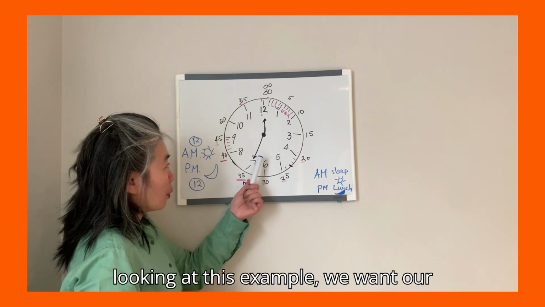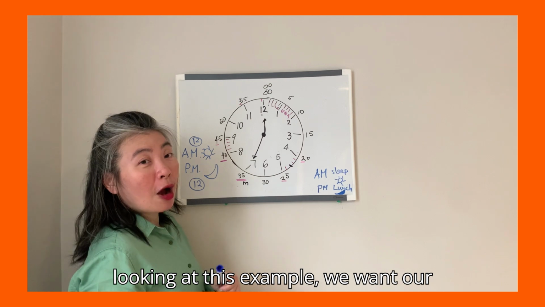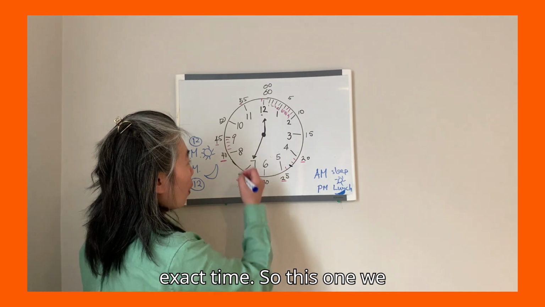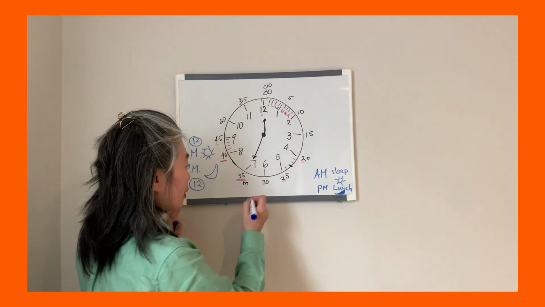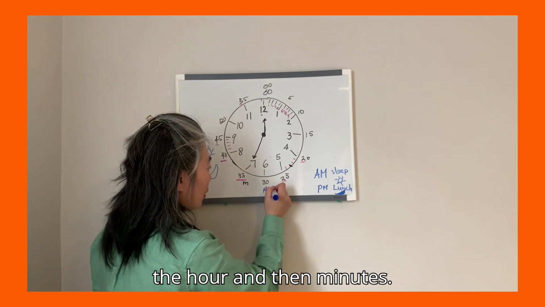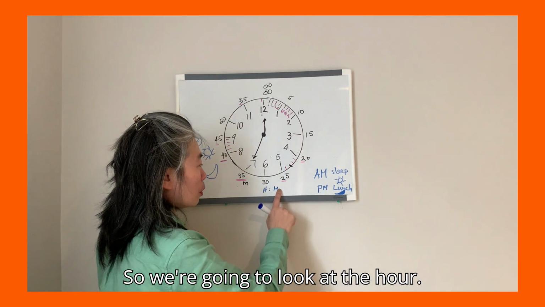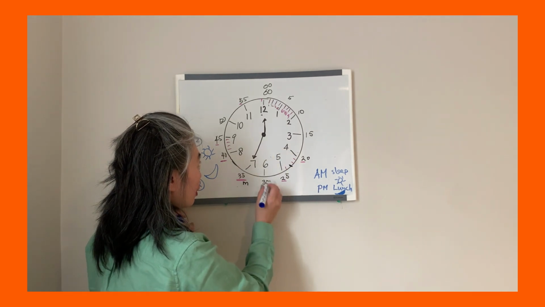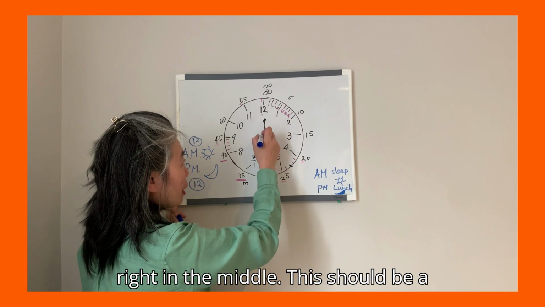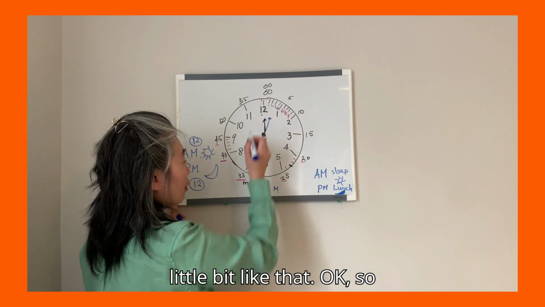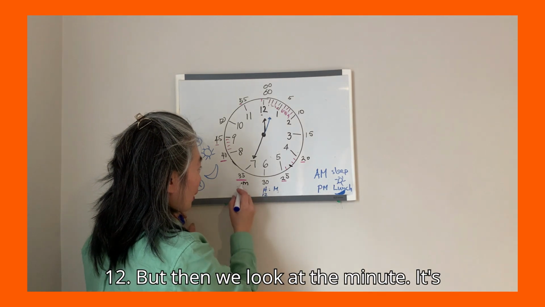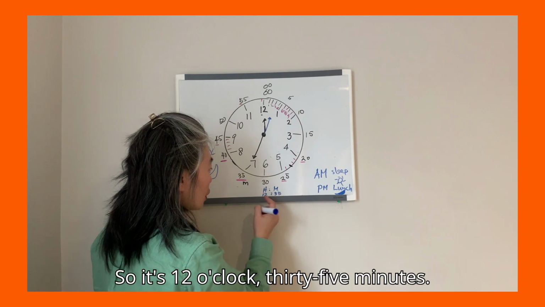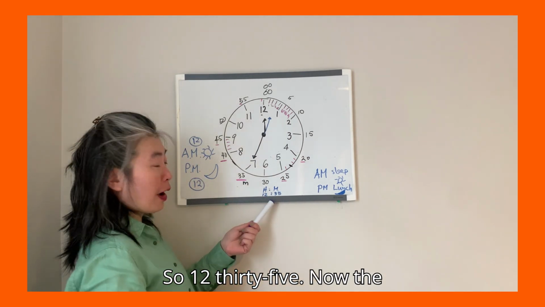Now, looking at this example, we want our children to write down the exact time on the clock. We always want to look for the short hand, the hour, and then the minutes. So we look at the hour. It's 12 something, because it's not right in the middle, it should be a little bit like that. So 12, but then we look at the minute. It's easy to see, 35. So it's 12 o'clock 35 minutes, so 12:35.